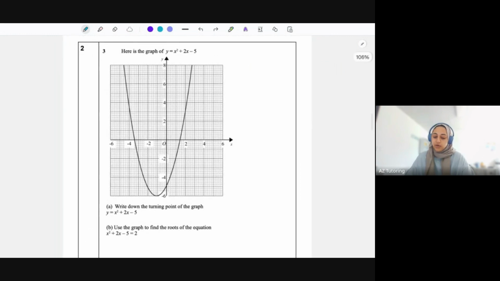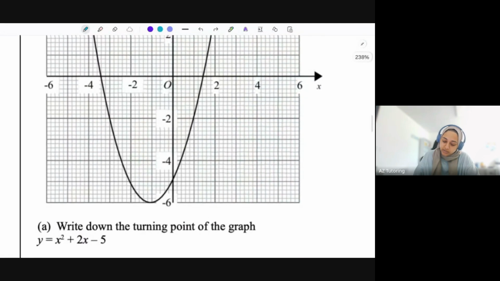Here is the graph of y equals x squared plus 2x minus 5, which seems reasonable. It's a positive x squared coefficient, so therefore it's a U-shape. So yeah, that's good. It says here, write down the turning point of the graph. Well, where is the turning point? The turning point is where it turns, which you could say is roughly there.